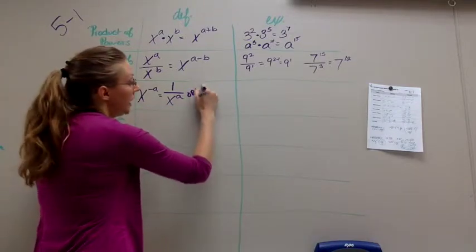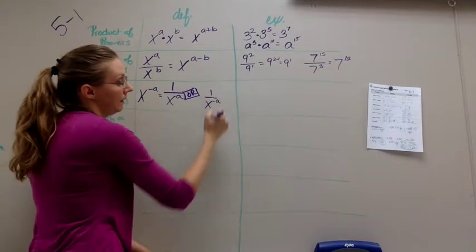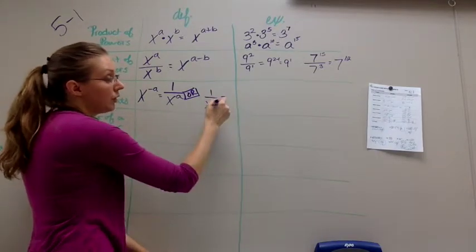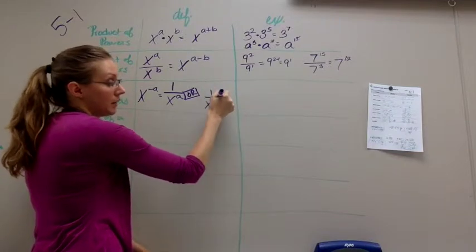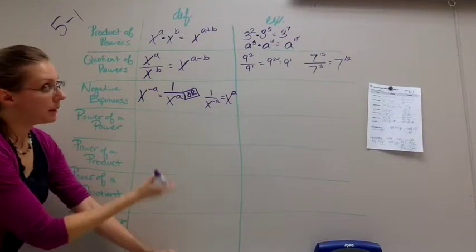Likewise, if you have a negative exponent in the bottom already, then that is equivalent to bringing it up and keeping our positive as negative, so x to the a power. We'll do an example of this now too.